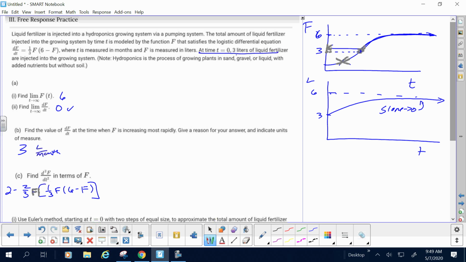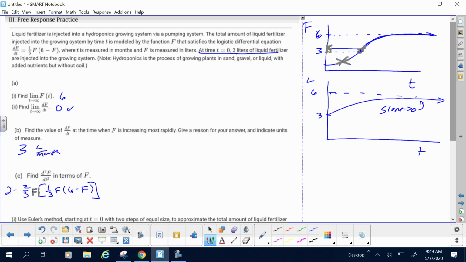B, find the value of df dt at the time when f is increasing most rapidly. I read this twice. Didn't get it the first time. So find the value of df dt at the time when f is increasing most rapidly. It doesn't say find when f is increasing most rapidly, and it doesn't say find f. It says find the rate of change.